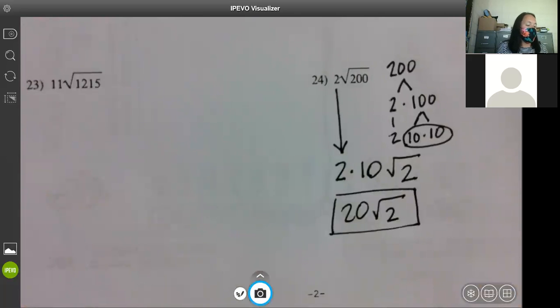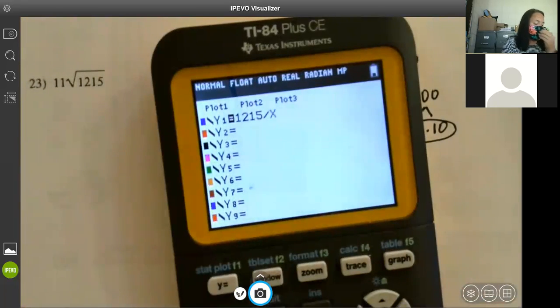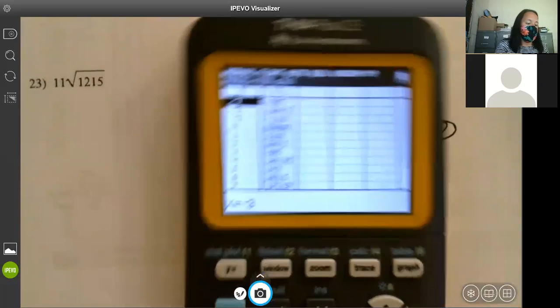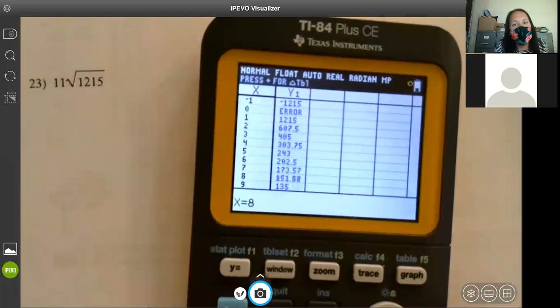I don't know my factors of 12,015, but I'm going to figure them out. 12,015 divided by x. So I'm going to put it in my calculator. And then we got 5 and 243. Y'all, that doesn't help me at all. Does it help y'all at all? No, me either. All right, let's keep looking.